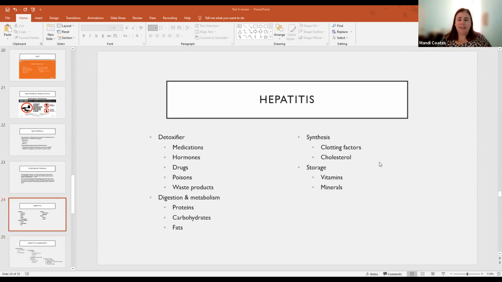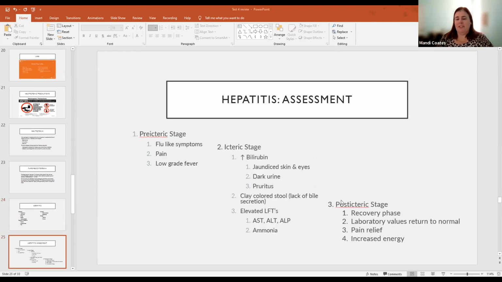So if our liver's failing, we're going to have issues with clotting. We're going to have issues getting the bad stuff out of our body. We're going to have a hard time metabolizing these things and getting energy. And we're going to be vitamin and mineral deficient.